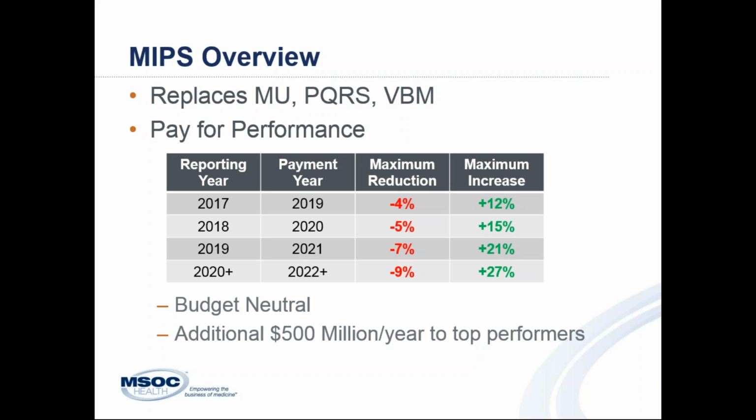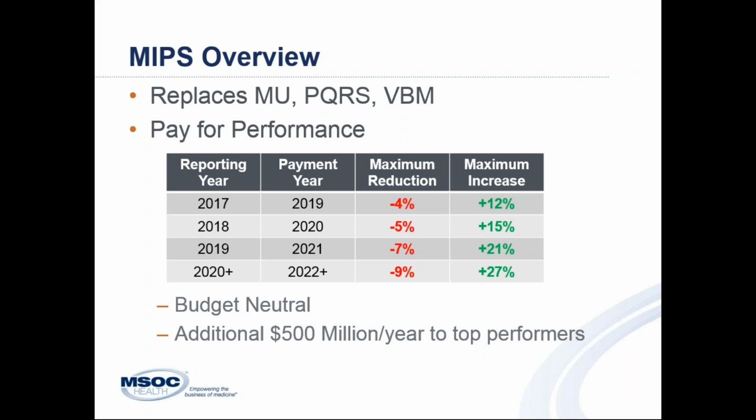The reason the increases can be so much more than the plus 4% is because the program's budget neutral. And what that means is that CMS is going to take all the money that they save by the people that get penalties, that get reductions, and they're going to distribute that money among the practices who have increases. So if there are many practices with reductions, or if those practices have pretty big reductions, then there's more money to distribute among a smaller pool of practices that have increases. So you can actually get quite a bit.